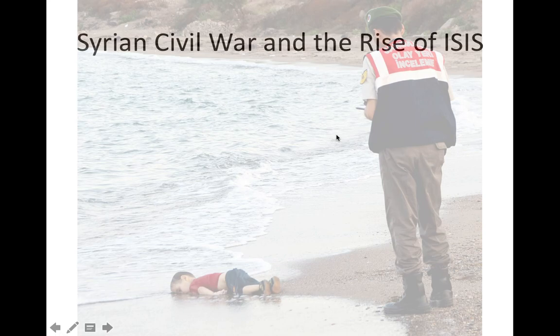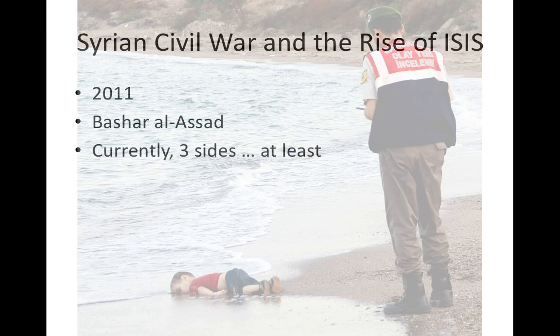That's a horrible photo, very moving and powerful. The Syrian civil war and the rise of ISIS. Groups began to protest against the president, Bashar al-Assad, who is the son of a dictator and is a dictator himself, in 2011. It degenerated into a vicious civil war that has displaced millions of Syrians and killed many. There are at least three sides fighting now, and many refugees.